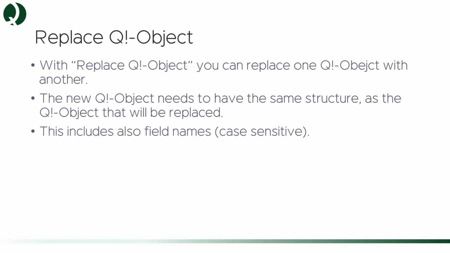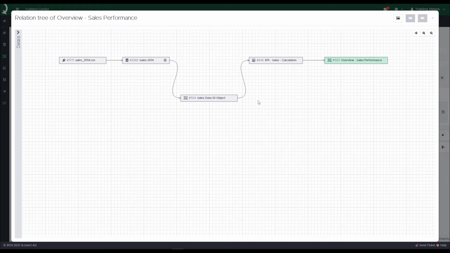But keep in mind, there are some requirements before you can replace a Q object. The structure of the Q object needs to be the same in order to use Replace Q Object. Q objects that differ in number of columns and field names cannot be used for the replacement. Let's jump into Platform Q to see how we can replace a Q object.